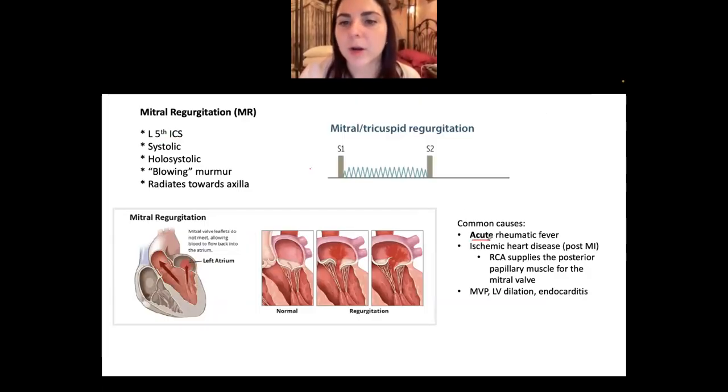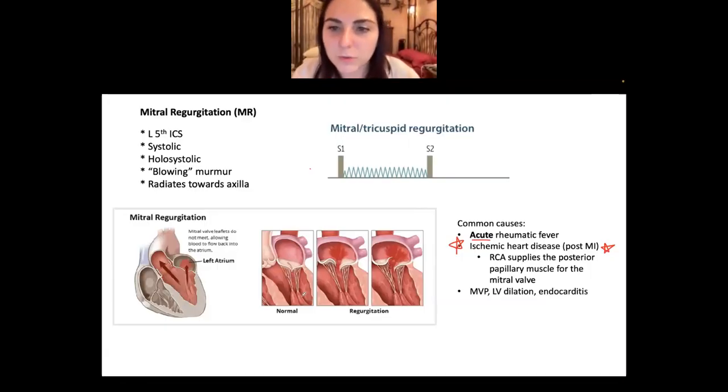So causes here, remember, acute rheumatic fever. Chronic rheumatic fever is more of your mitral stenosis. Ischemic heart disease post-MI. So this is really interesting, just a cool fact. The RCA, the right coronary artery, supplies... So usually in 90% of people, they're right dominant. And in those people, the inferior part of the heart is technically supplied by the RCA, because the RCA supplies the posterior descending, which supplies the back of the heart. The RCA also supplies the posterior papillary muscle for the mitral valve.